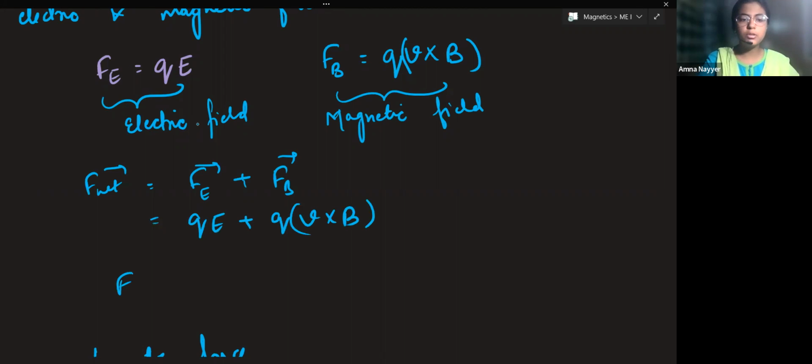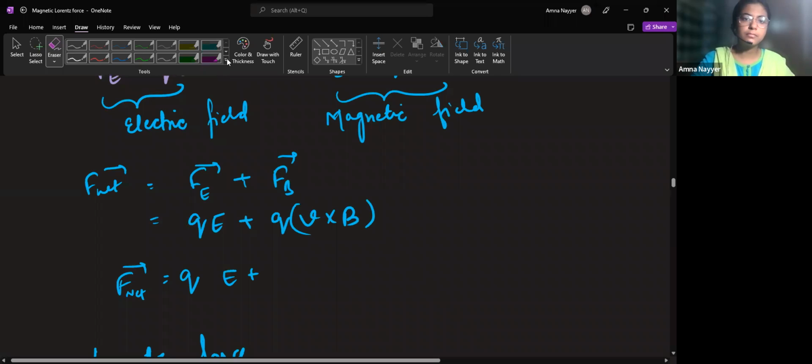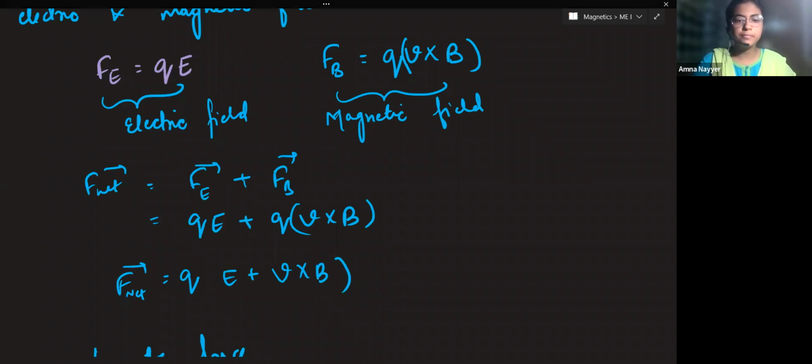Take charge common. We call the magnetic part, qvB, the magnetic Lorentz force. But this net combined force is not magnetic. This is simply the Lorentz force. F = q(E + v × B). This is the final formula that you get. All right. So this is simply the Lorentz force.